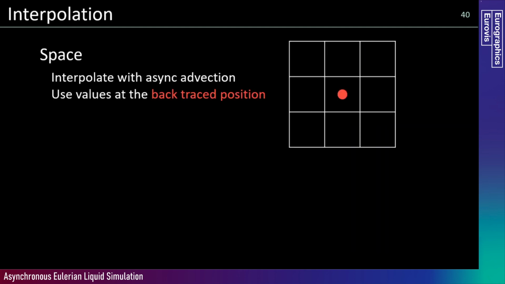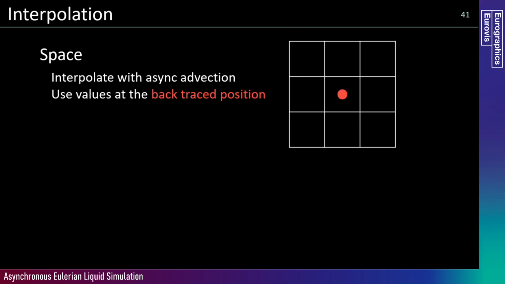Next, we provide the details of interpolation, which consists of spatial and temporal interpolation. At first, we explain the spatial interpolation. Spatial interpolation is related to the advection scheme, so we backtrace the position with our improved asynchronous advection scheme and use the values located there for the next step.